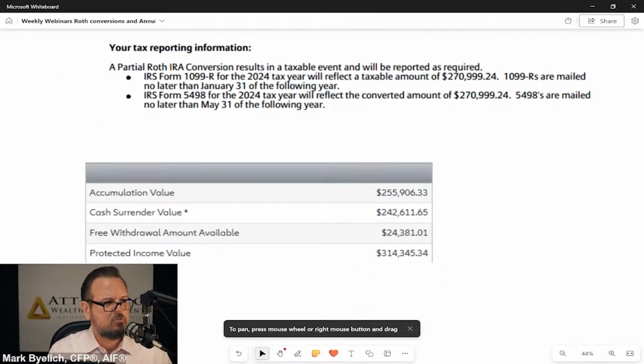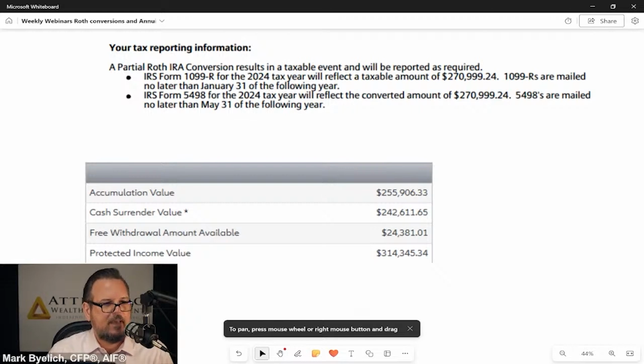It reads, a partial Roth IRA conversion results in a taxable event will be reported as required. So we didn't convert the entire annuity holding. We did a portion of it. And this tells us that the IRS Form 1099-R for the 2024 tax year will reflect the taxable amount of, in this case, this is just an example. This is not specific to you. This is just an example for education.